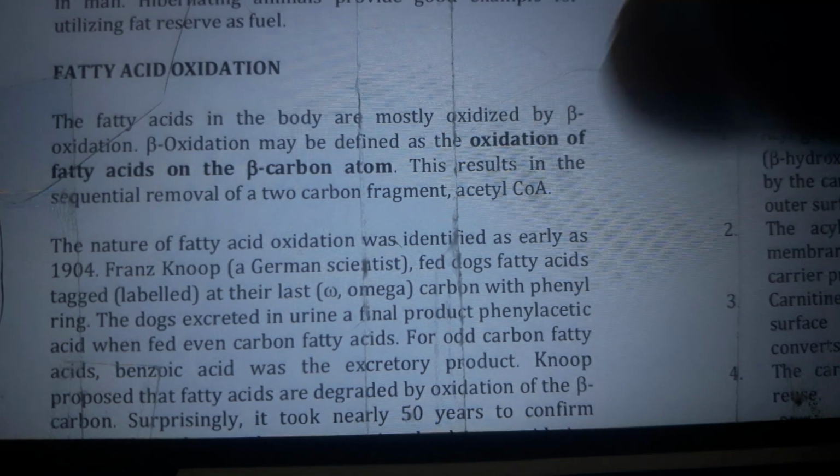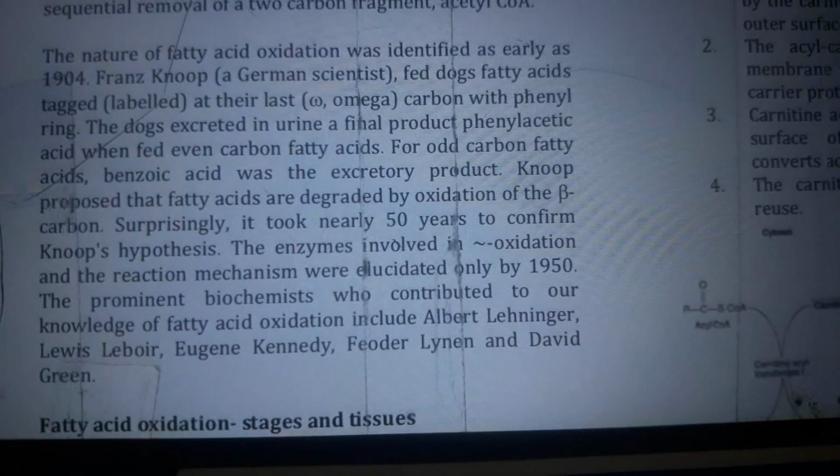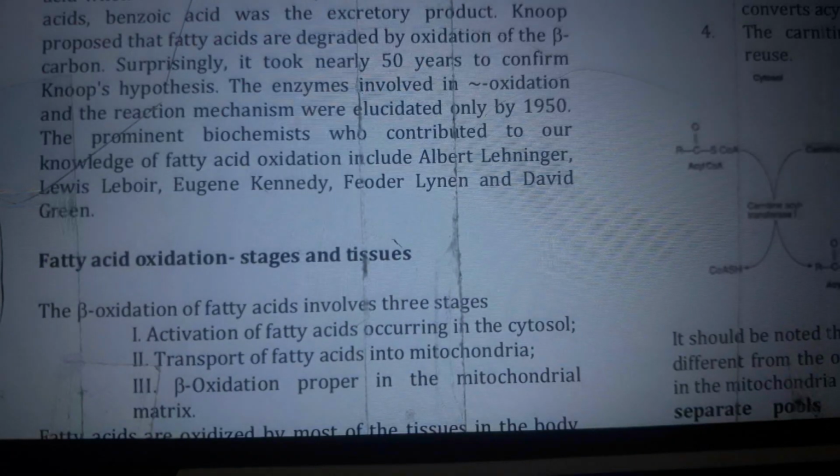Fatty acid oxidation. These fatty acids in the body are mostly oxidized by beta oxidation. Beta oxidation may be defined as the oxidation of fatty acids on the beta carbon atom. This results in the sequential removal of the two carbon fragment acetyl-CoA.